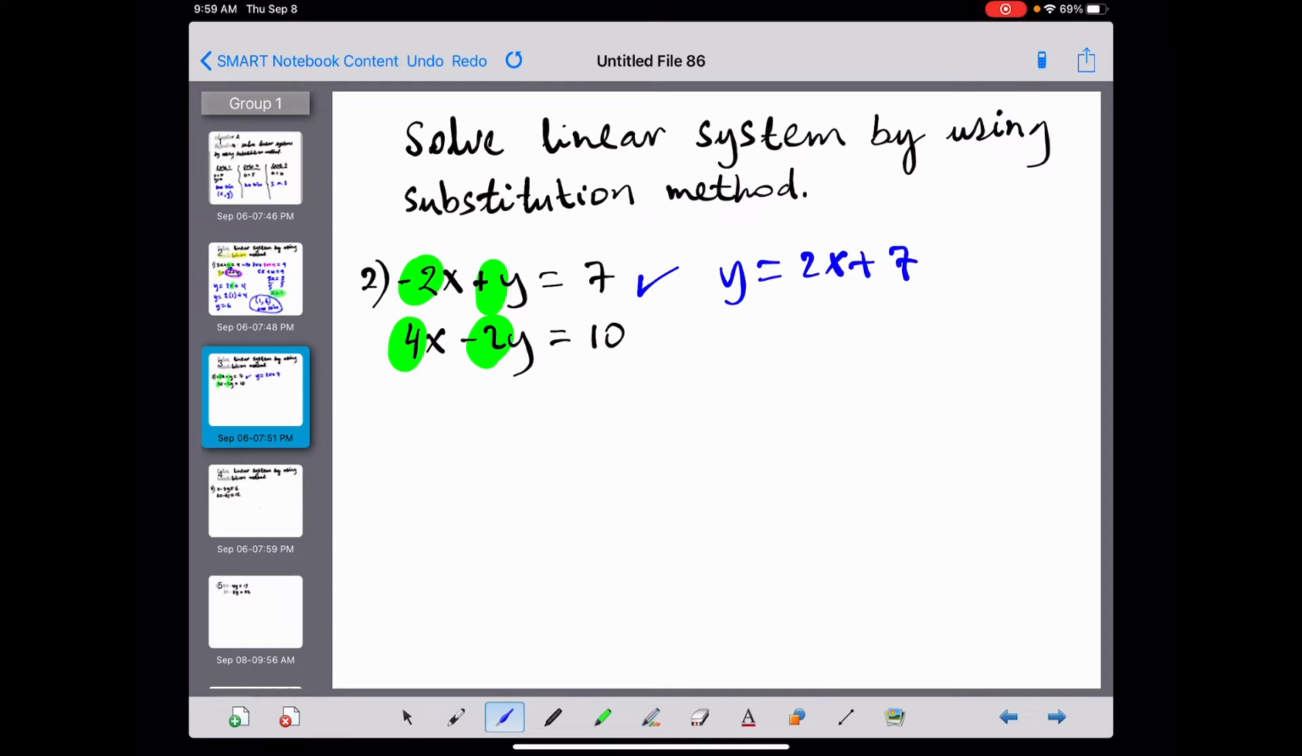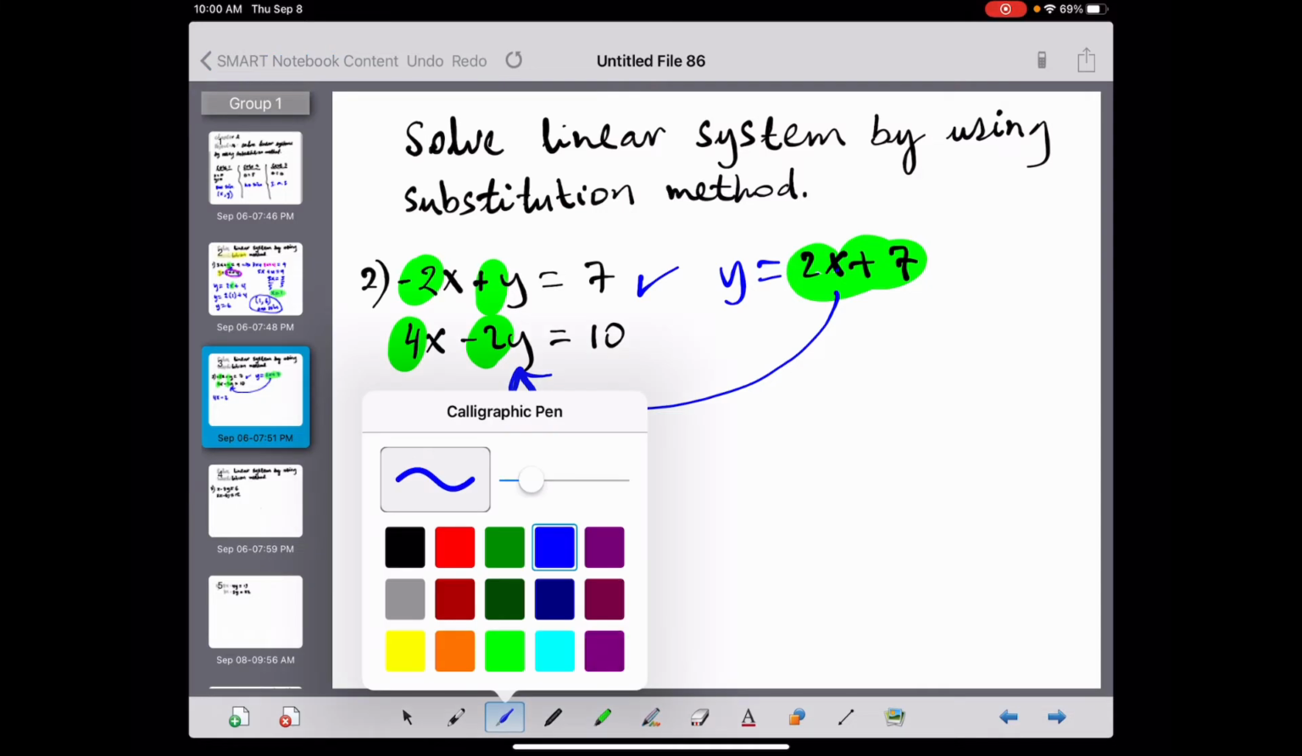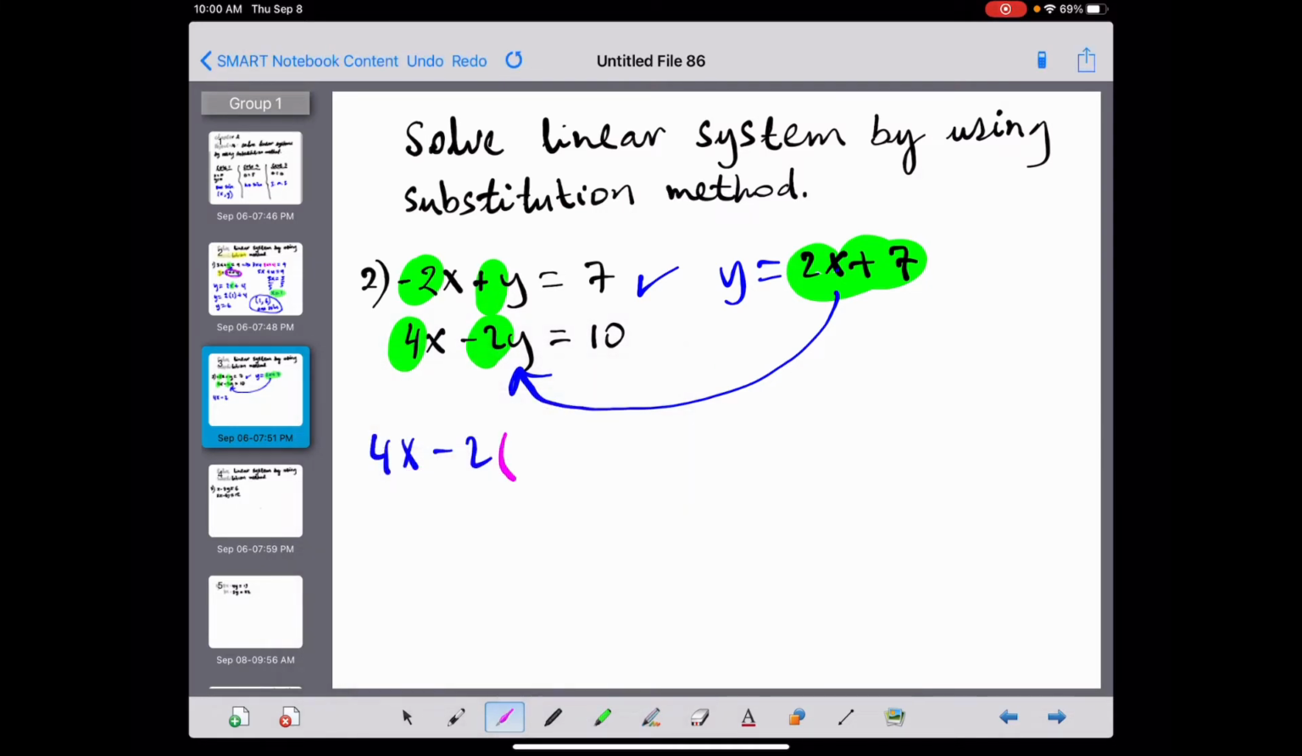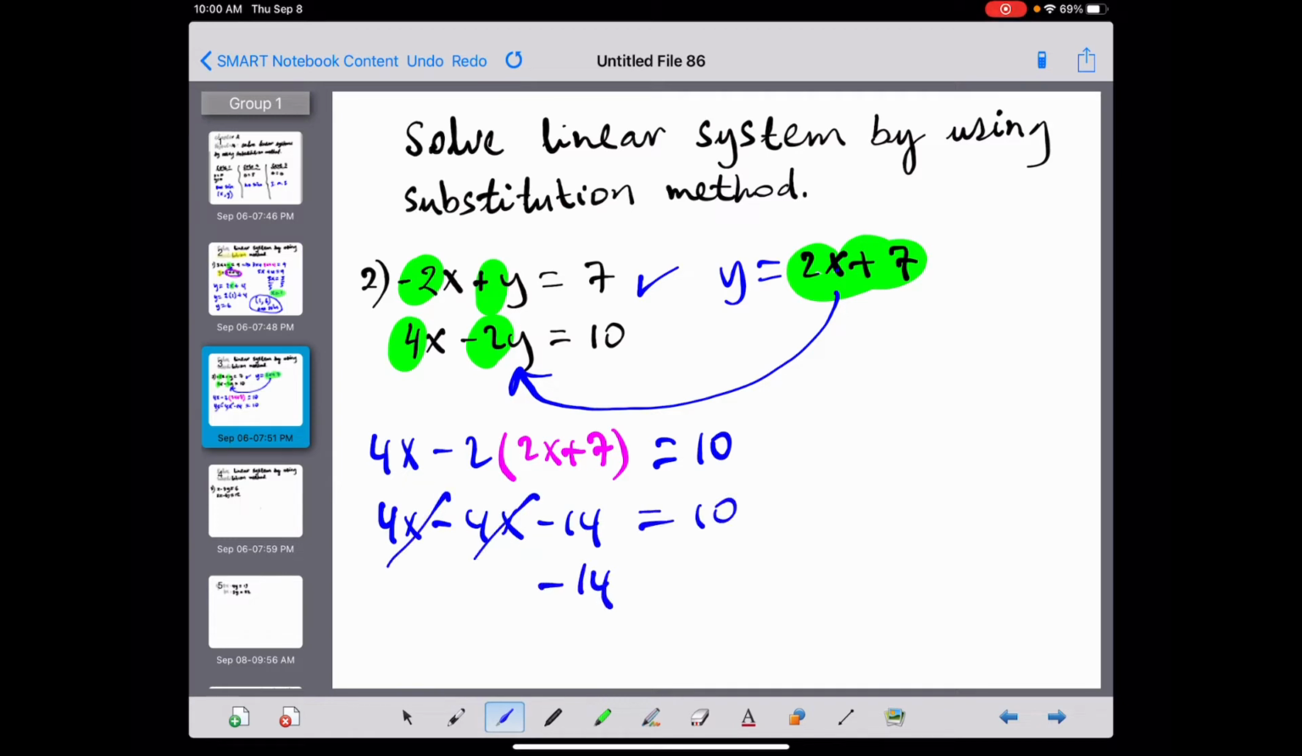Okay, so now all I'm doing is I'm going to take this part right here and plug it into this y right here to solve for x. Okay, so let's do that. 4x minus 2, and instead of writing y, I'm replacing, or in other words, substituting y with 2x plus 7, equals 10. So we have 4x minus 14 equal to 10. So the 4x cancels out. I have -14 equal to 10. You can stop here. You don't have to move on.